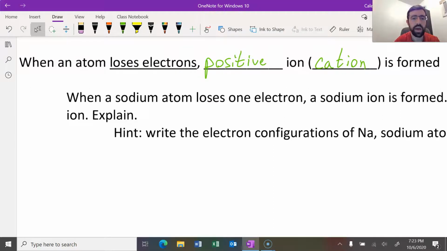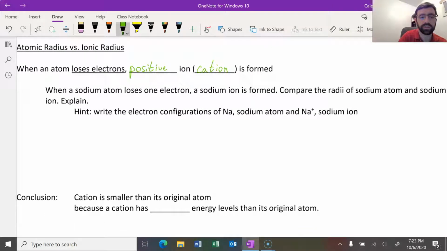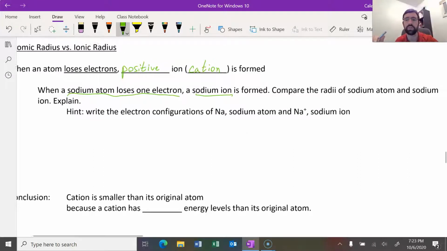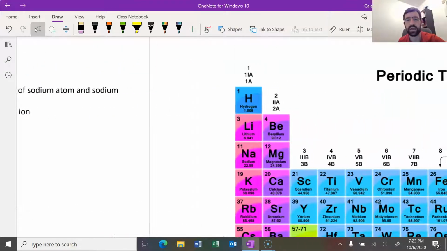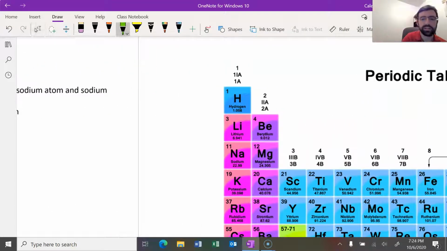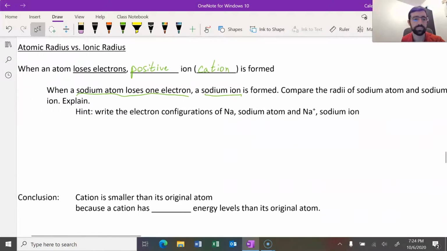So when a sodium atom loses one electron, a sodium ion is formed. So we want to compare the radii of a sodium atom to a sodium ion. Let's explain this. We're going to write the electron configuration for sodium and then the sodium plus ion. So looking at Na, that's in the third energy level. So that's going to be 3s1. It ends in 3s1, right?